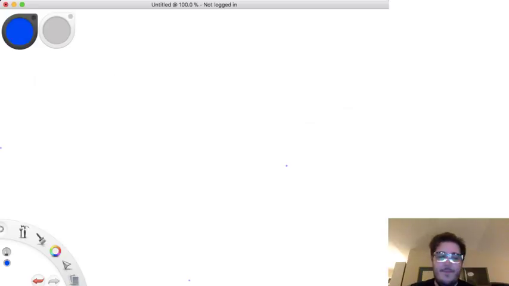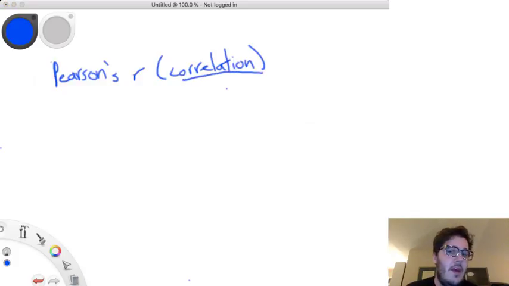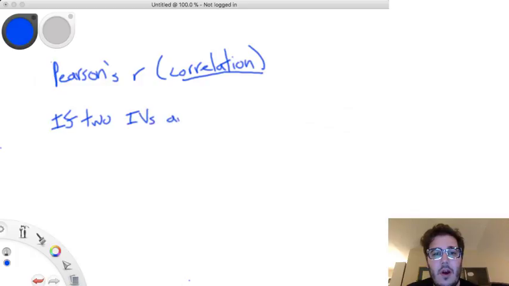Yes, I can do Pearson's R. Good topic. We're still on correlation, so let's talk about Pearson's R. I'll put in parentheses correlation, because conceptually, Spearman's R falls underneath this as well. This is when you want to see if two IVs are related.